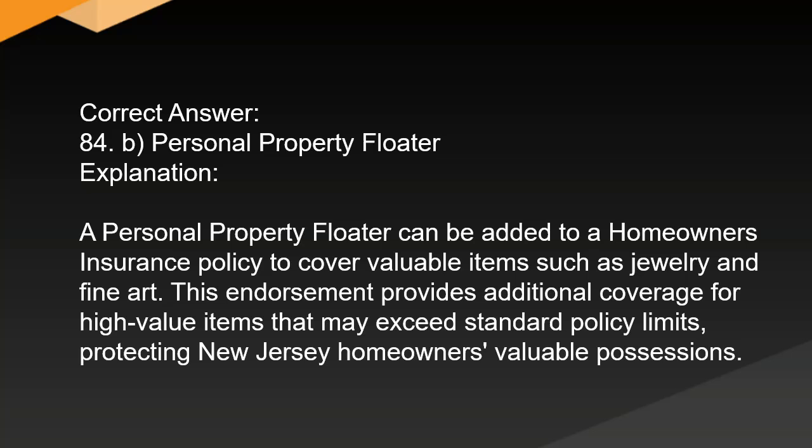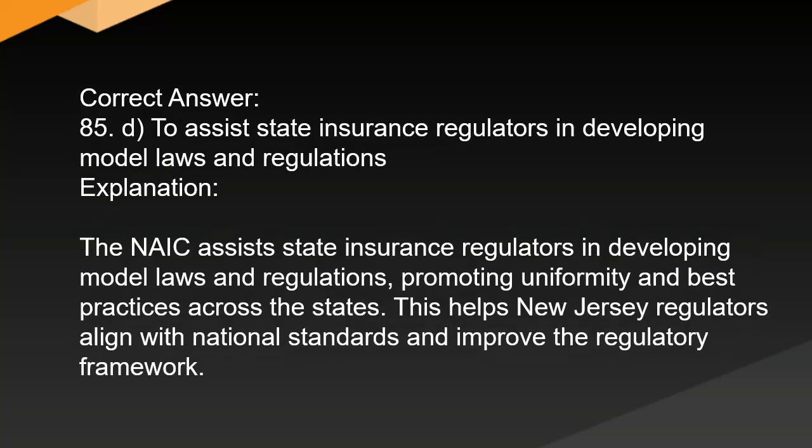Correct answer. B. Personal property floater. Explanation. A personal property floater can be added to a homeowner's insurance policy to cover valuable items such as jewelry and fine art. This endorsement provides additional coverage for high-value items that may exceed standard policy limits, protecting New Jersey homeowners' valuable possessions.